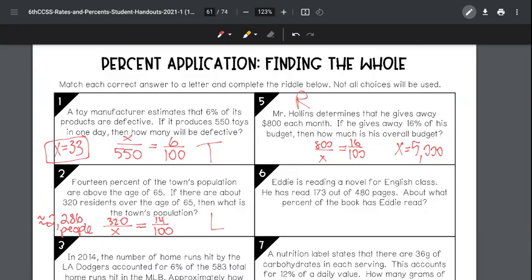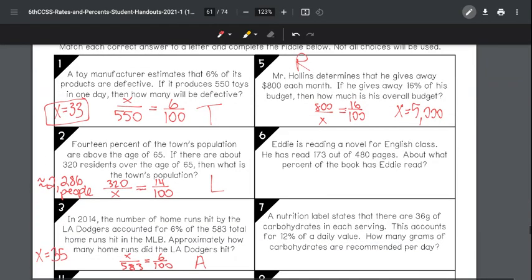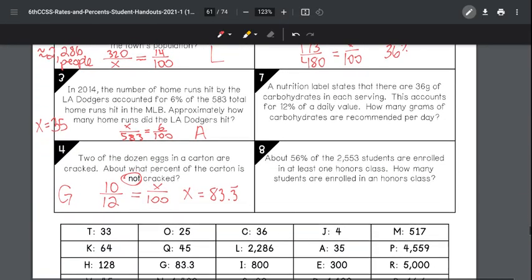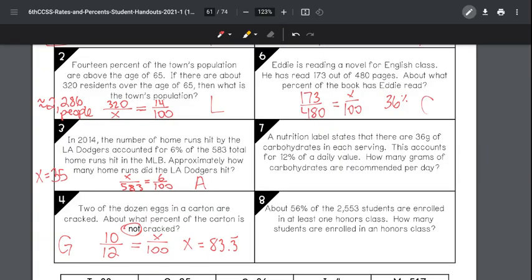Number 6, Eddie's reading a novel for English class. He's read 173 out of 480 pages. What percent of the book has he read? Cross multiply and divide. 173 times 100. Take that, divided by 480. We figure out he's read about 36% of the book, which goes with the letter C.